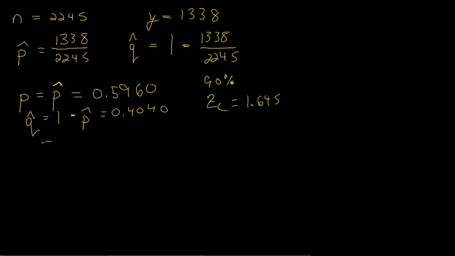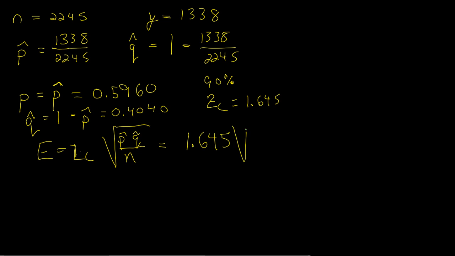And so to find our error, it's the critical value, ZC, times the square root of P times Q over N. In the case of 90% confidence, it's 1.645 times the square root of 0.5960 times 0.4040 divided by 2245. Well, that's definitely for the calculator.